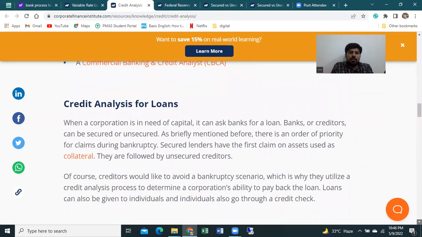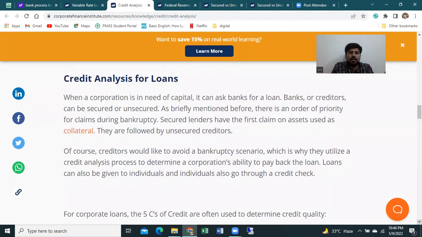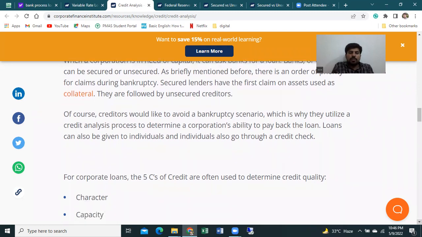The credit analysis for loans. When a corporation needs capital, it can ask the bank for a loan. Creditors can be secured and unsecured. As briefly mentioned before, there is an order of priority for claims during bankruptcy. Secured lenders have the first claim on the assets used as collateral. They are followed by the unsecured creditors. Of course, creditors would like to avoid the bankruptcy scenario, which is why they utilize the credit analysis process to determine the corporation's ability to pay back the loans.